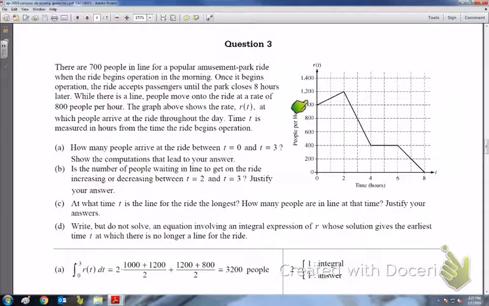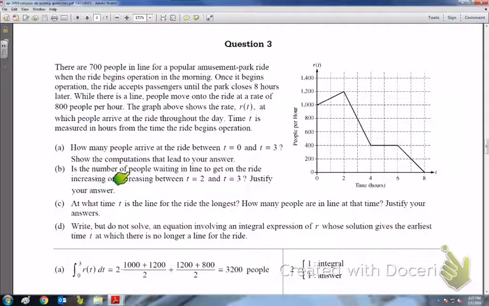The first set of information is that people move on to the ride, or in other words, they leave the line. So this is a negative rate, at a rate of 800 people per hour. And over here, we're given a rate at which they come to the line, so they get in line. So this is a positive rate. This is always increasing in area, so more and more people are coming. And over here, this is a negative rate, so we're decreasing the line by 800 people per hour.